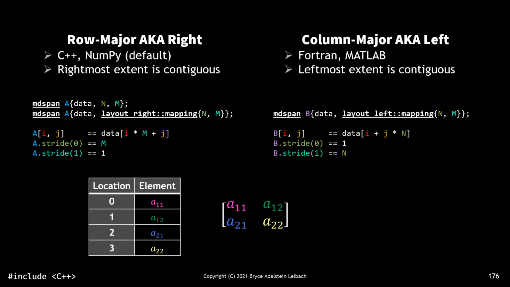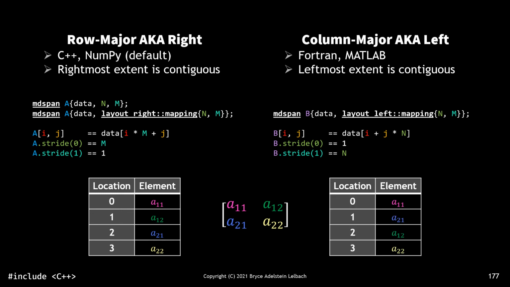With layout left, the leftmost extent is contiguous. Its stride is 1, and strides increase left to right as the product of extents. This is the layout used by Fortran arrays and by MATLAB.